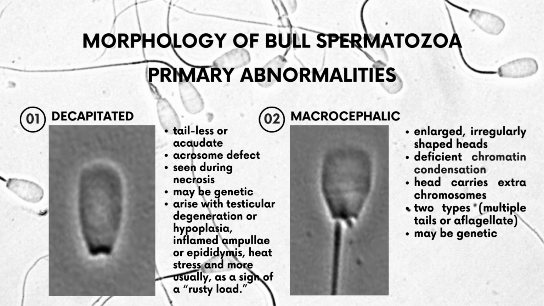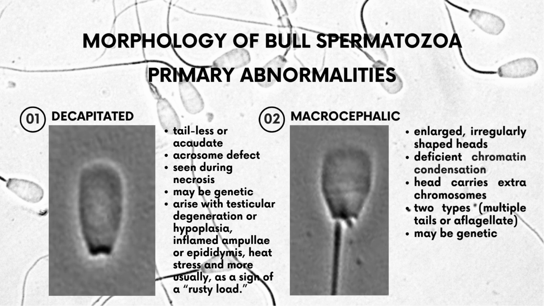It can be differentiated from detached loose head by the large number of vigorously moving tails in the fresh specimen and the presence of the proximal droplet still attached to the tail. This trait, when it occurs, affects 80 to 100% of sperm in the ejaculate. This also arises with testicular degeneration, or hypoplasia, inflamed ampullae, or epididymis, heat stress, and more usually, as a sign of a rusty load. Number 2 shows a macrocephalic sperm head.